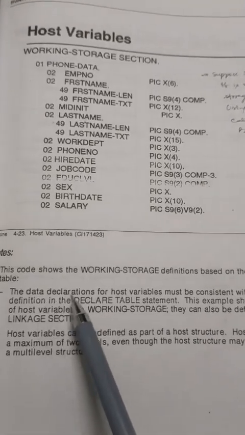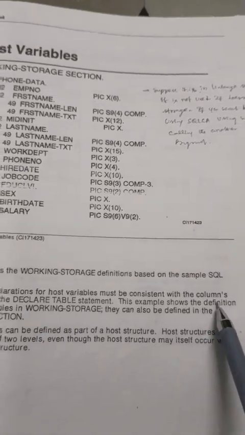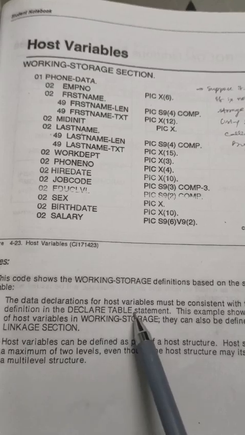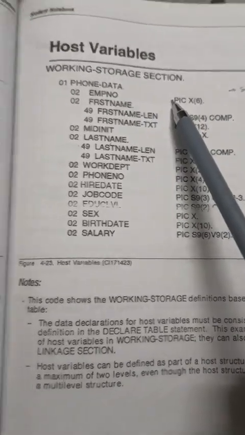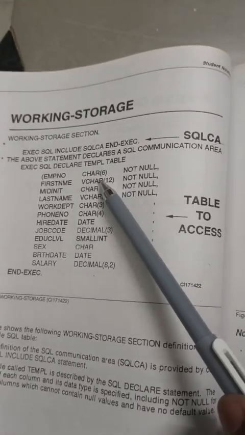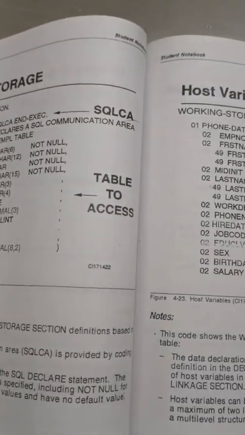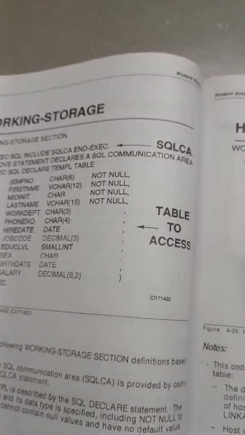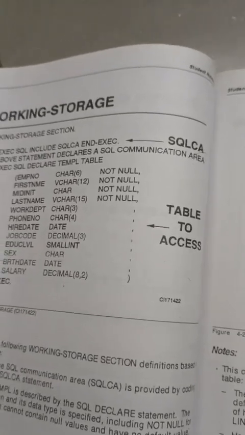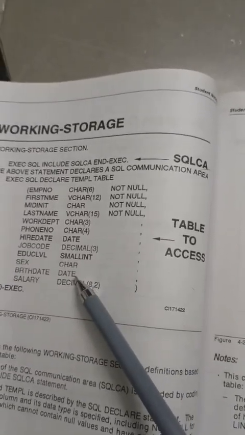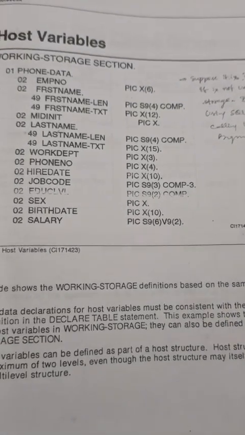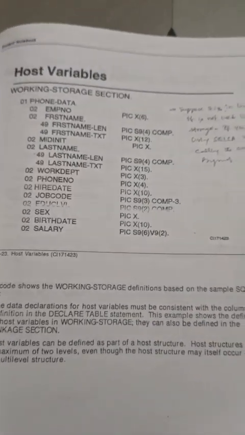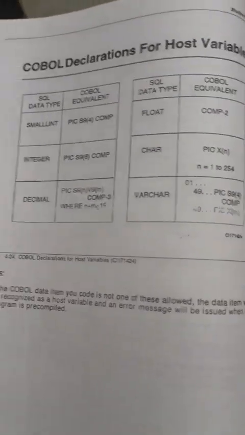The data declaration for the host variable must match the column definition of the declared table, whatever picture clause and size you define. You can see the date has 10 characters. If you look at COBOL, how many bytes will it occupy? 10 characters. Like that, whatever the data declaration for the host variable, it should match the declaration of the table.